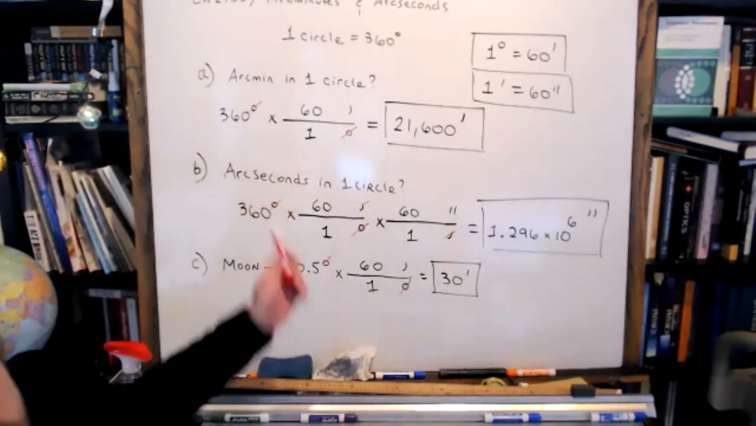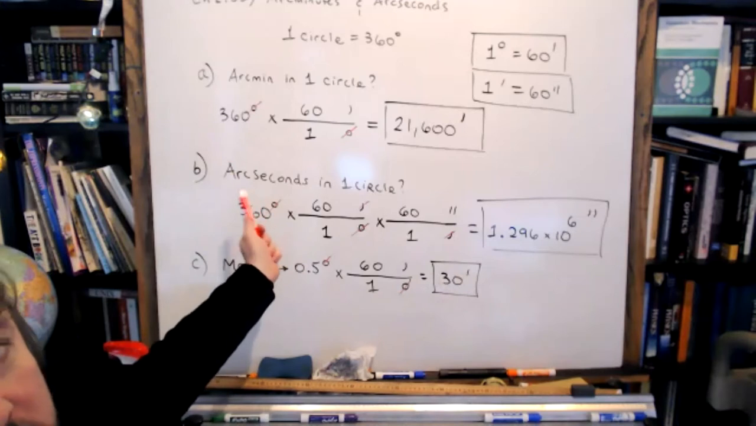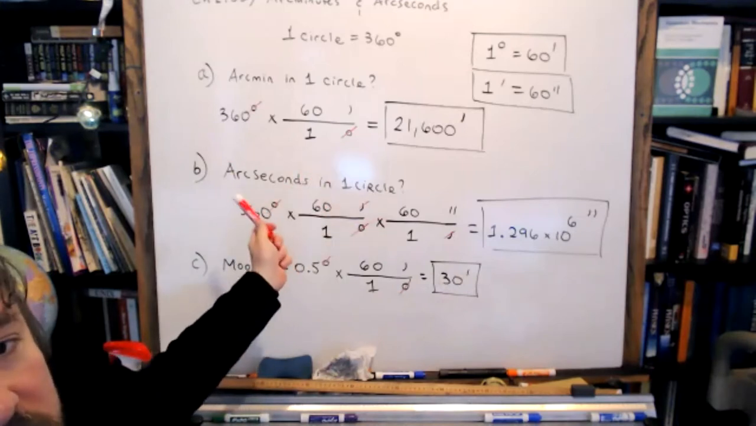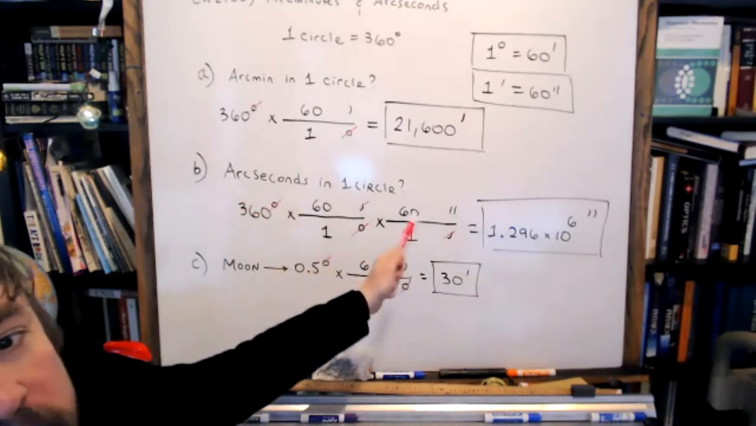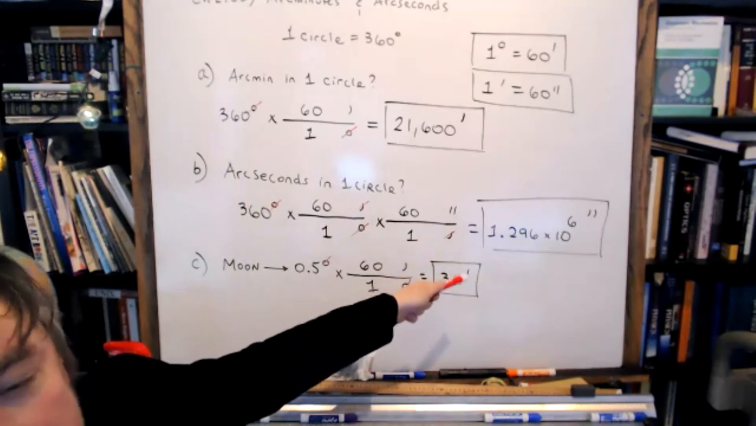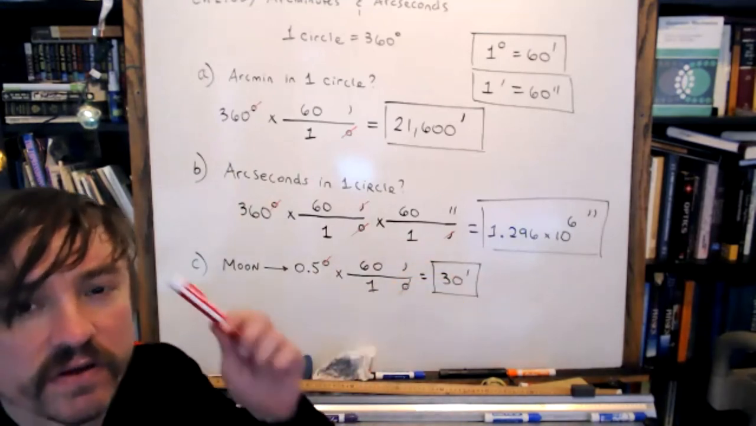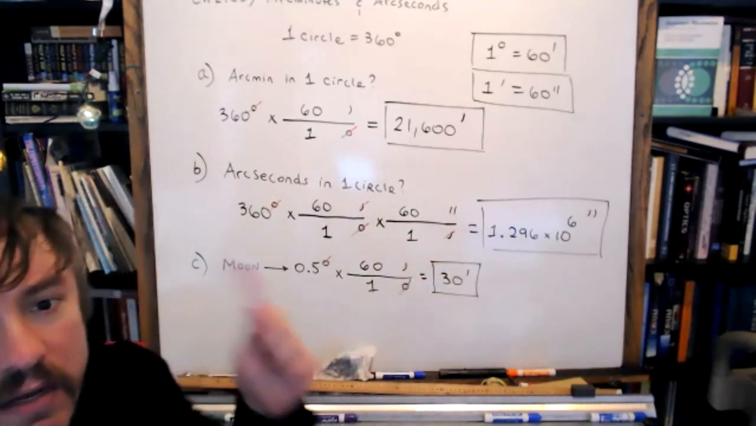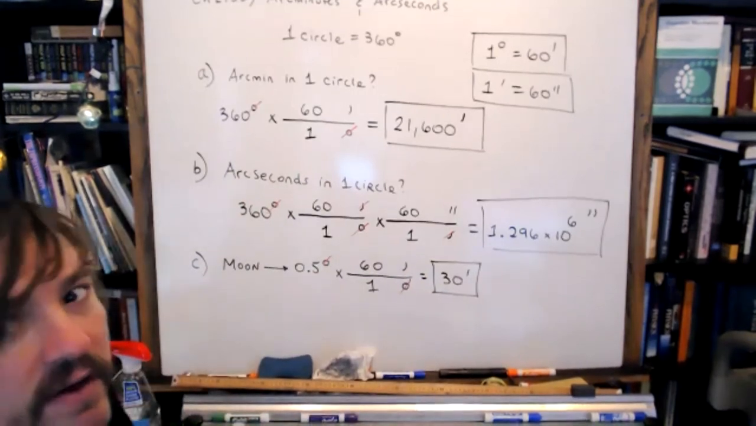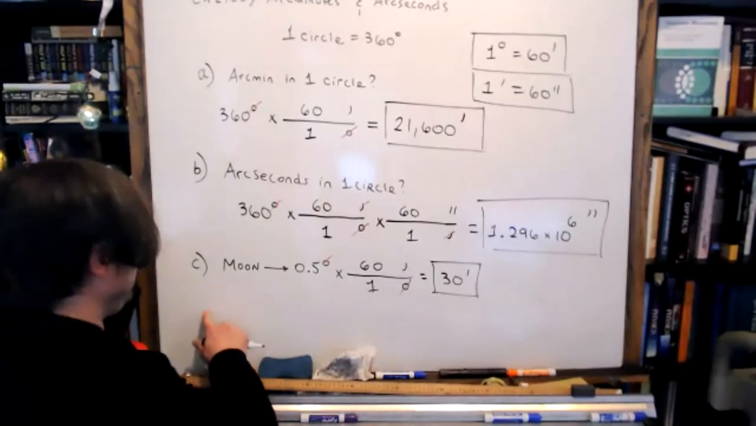Now, unlike part B, where Adriana went back to 360, this time we'll do it a different way. We'll start with our 30 arc minutes and we'll convert that to arc seconds. So Kim, are you down to help me do that? I just want to give you all practice doing it out loud. Okay, so Kim, tell me what to do.